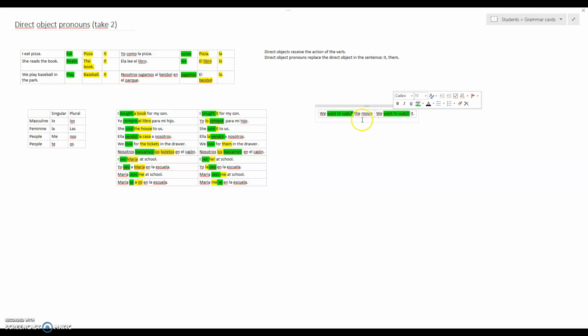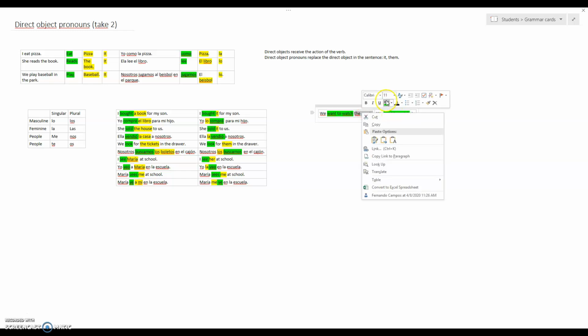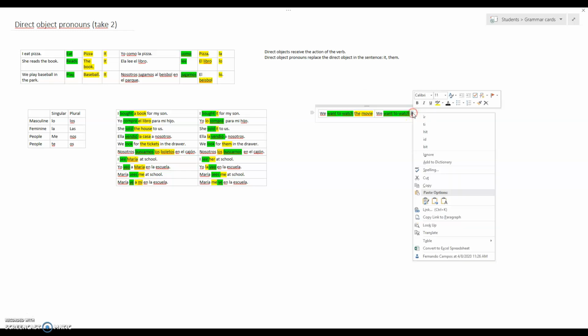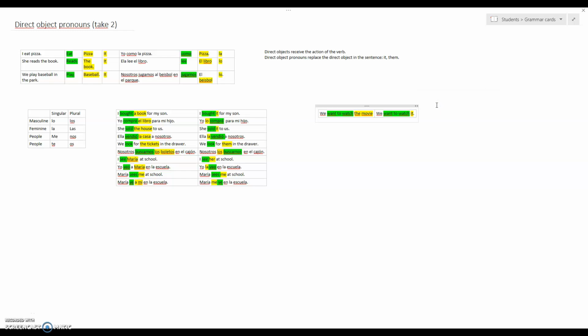Okay. What do we want to watch? We want to watch the movie. That's going to be our direct object. So put that in yellow. And over here, we're going to use a pronoun, it, to replace the movie. It's still the same thing. And we're going to put it in yellow.